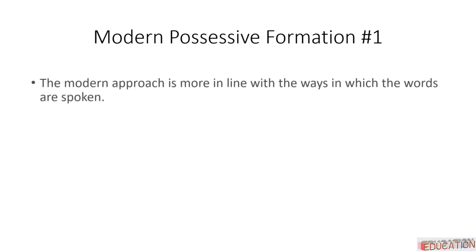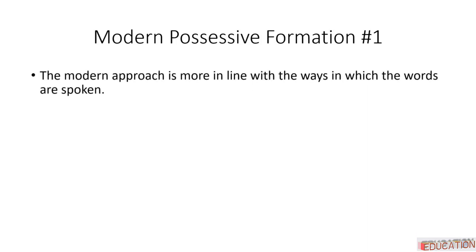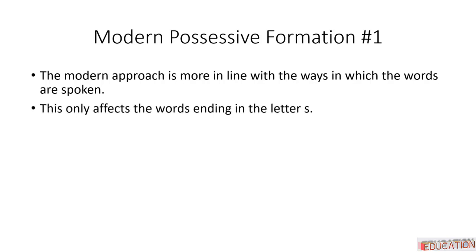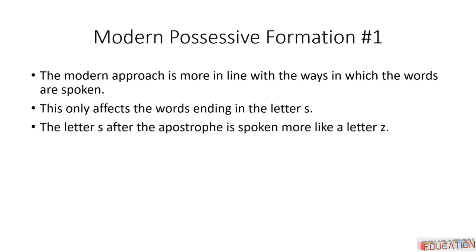The modern possessive formation is more in line with the way in which the words are spoken. This only affects words ending in a letter S. And the letter S after the apostrophe is spoken more like a letter Z. So here are some examples. Thomas's trousers, the bus's passengers.